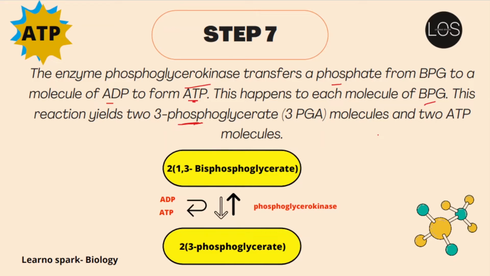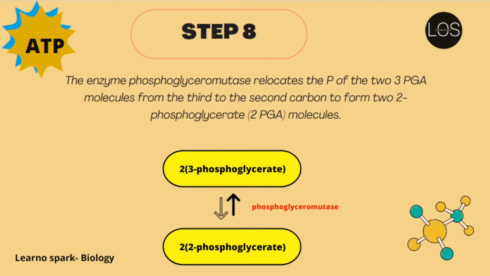In simple words, one phosphate group from 1,3-bisphosphoglycerate is removed and this is added to ADP to form ATP, and after this 1,3-bisphosphoglycerate is converted into 3-phosphoglycerate. Next step is simple isomerization reaction, where phosphate group is relocated from 3rd carbon to the 2nd carbon of phosphoglycerate, where 3-phosphoglycerate is converted into 2-phosphoglycerate, and this reaction is catalyzed by phosphoglyceromutase.